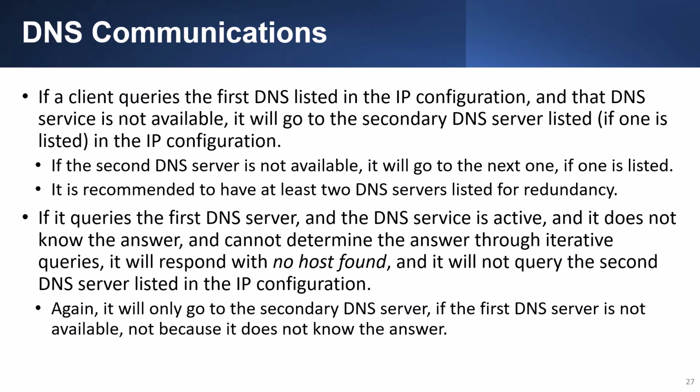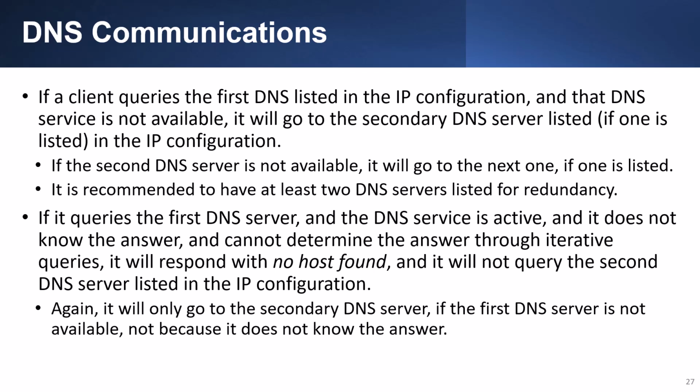If a client queries the first DNS listed in the IP configuration and that DNS server is not available, it will go to the secondary DNS server listed, if one is listed, in the IP configuration. If the second DNS server is not available, it will go to the next one if one is listed. It is recommended to have at least 2 DNS servers listed for redundancy.